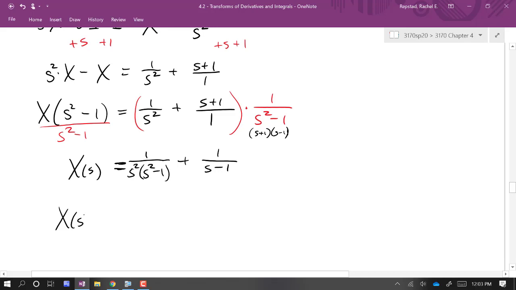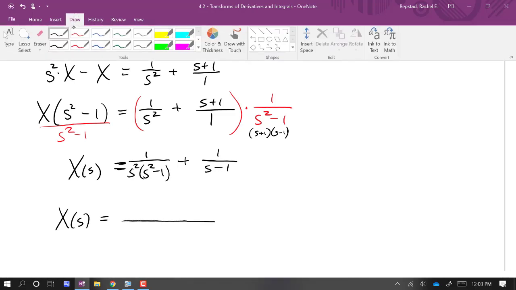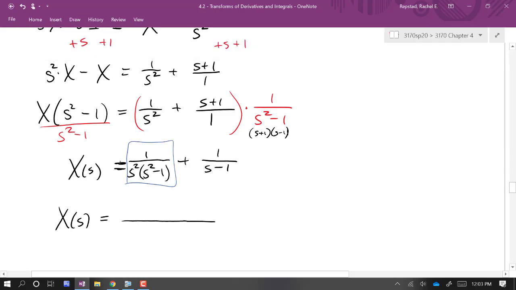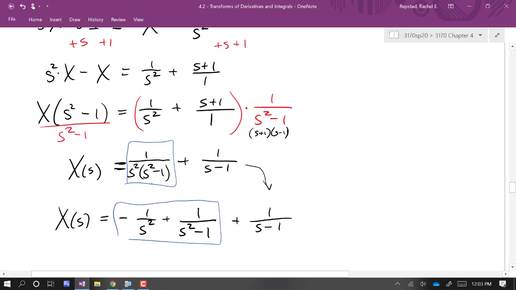So when you use partial fractions, that first fraction becomes negative 1 over s squared plus 1 over s squared minus 1, and then this just gets dragged down here, 1 over s minus 1. So partial fractions gets you this decomposition.